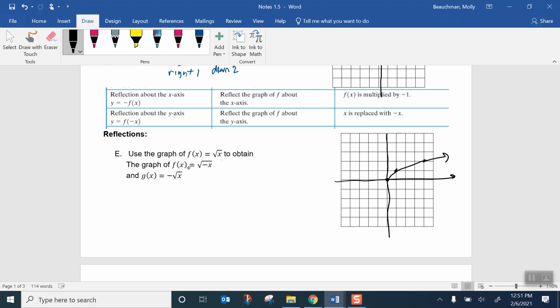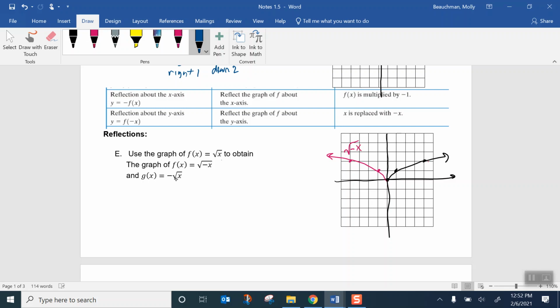If we graph the first graph, f of x equals the square root of negative x, that means all of our x values are becoming negative. That means we're going to reflect around the y-axis. So each point, the first point stays where it's at because it's on the y-axis, but we reflect each point, and there's our reflection. So that's the square root of negative x.